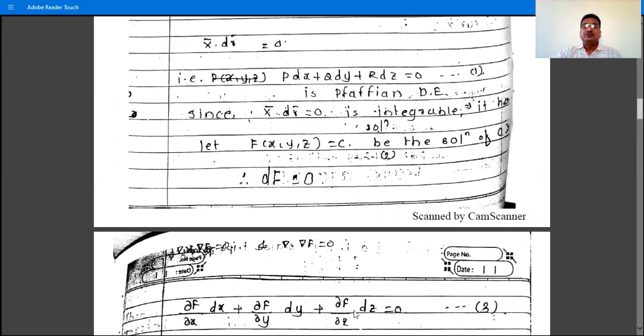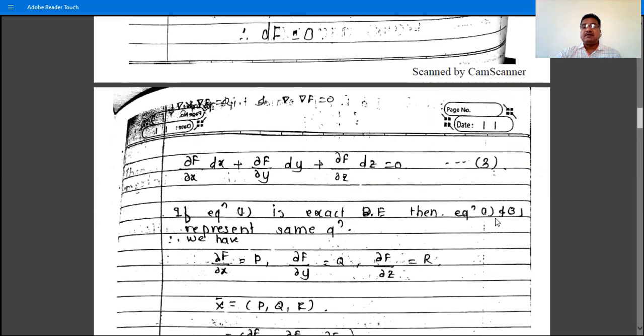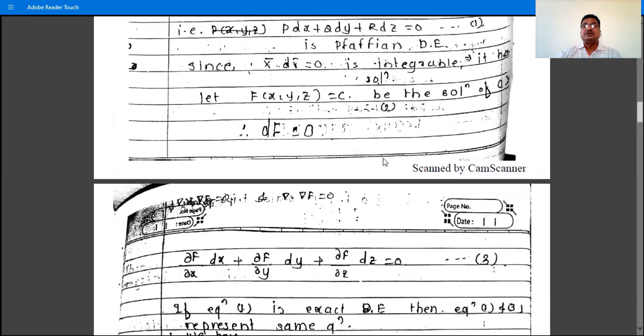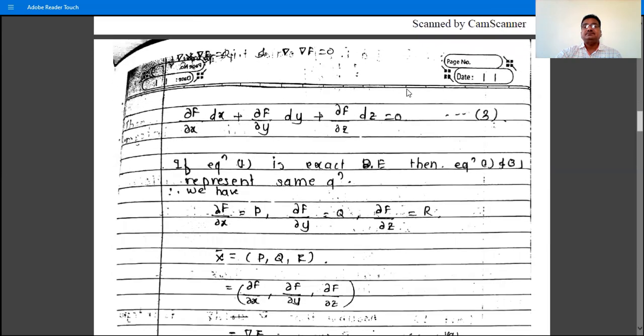So we have these two equations, number 1 and 3, representing the same equation in the exact case. And if it is not exact, then it has an integrating factor, and after multiplying by the integrating factor, it becomes an exact differential equation, because this given differential equation, equation 1, is integrable, meaning it is exact or it is reducible to exact.